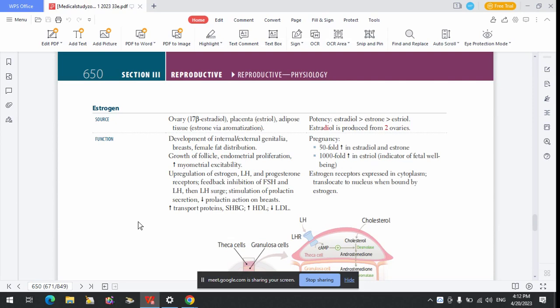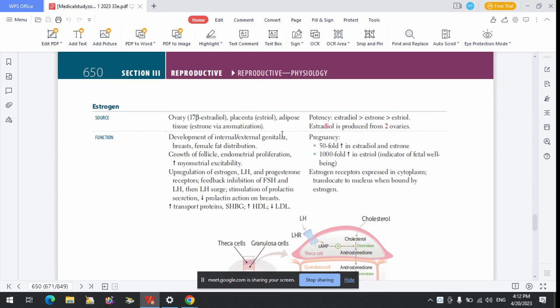Each one of these structures gives rise to a different form of estrogen, because we have three different forms. We have estrone, estriol, and estradiol. The way I learned it is just by looking at the letters: estrone one, estradiol two, estriol three. Estrone is the one that comes from the adipose tissue. The placenta secretes estriol, and the ovaries secrete the 17 beta estradiol.